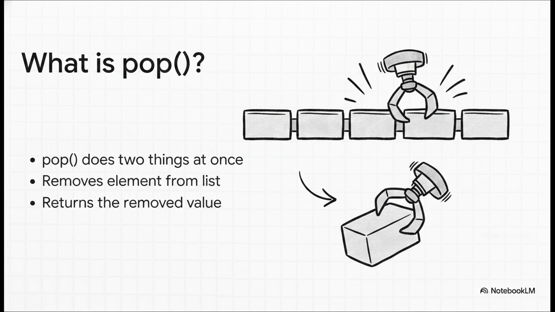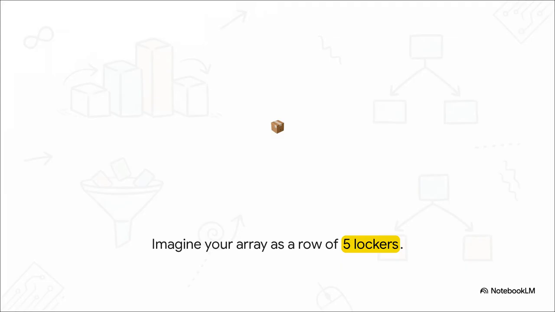To really picture this, imagine your array as a row of 5 physical school lockers. Calling pop isn't just taking your jacket out of the locker. It's like opening the locker, grabbing your jacket, and then the locker completely vanishes from existence. Because that locker slot is deleted, the entire list becomes shorter, and every single locker to the right automatically slides to the left to fill the gap.